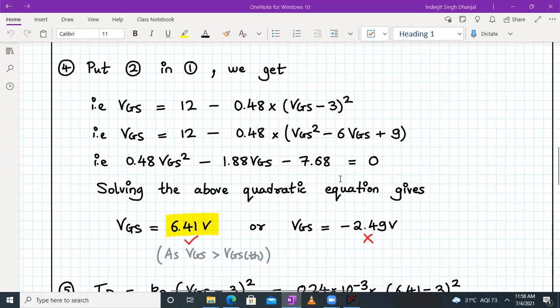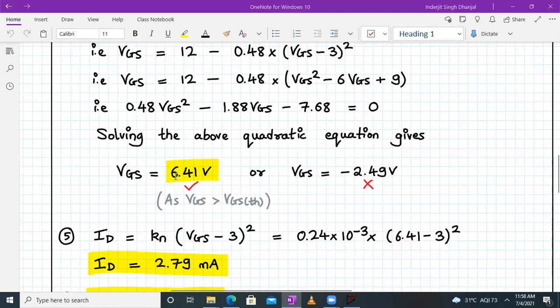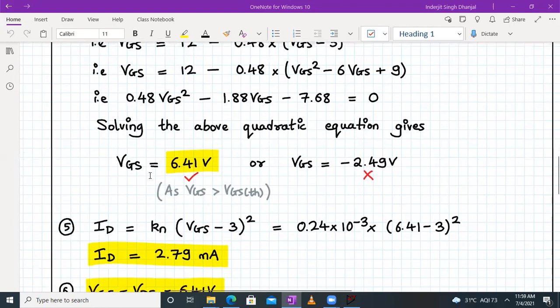Solving the above quadratic equation gives VGS as 6.41 volt or VGS equal to minus 2.49. Now which value to select? You have to select the value of VGS which is greater than VGS(th), and that value is 6.41. So we select that value.